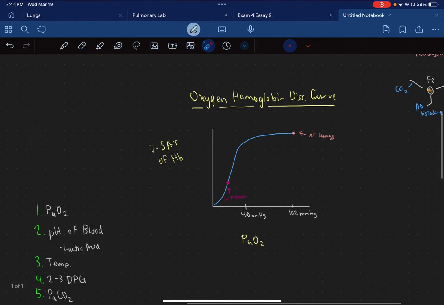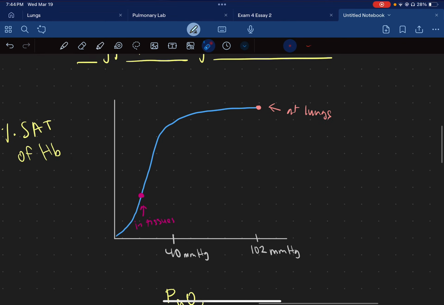Now let's talk about things that can shift the curve, because this curve can actually change. Say we shift our curve to the left. If this curve is shifted to the left, what does that mean? That means that the percentage of hemoglobin that's saturated with oxygen is increased per pressure unit of oxygen. So this would mean that there's not as much acid in the blood, there's a higher pH, and the temperature maybe is lower. Oxygen is going to have a higher affinity.